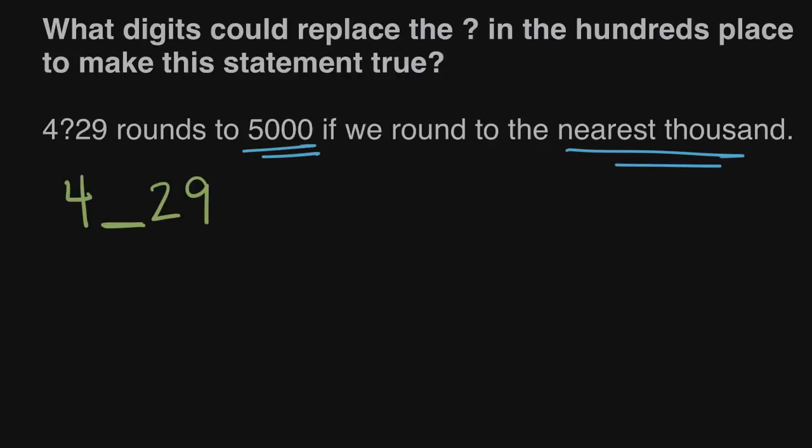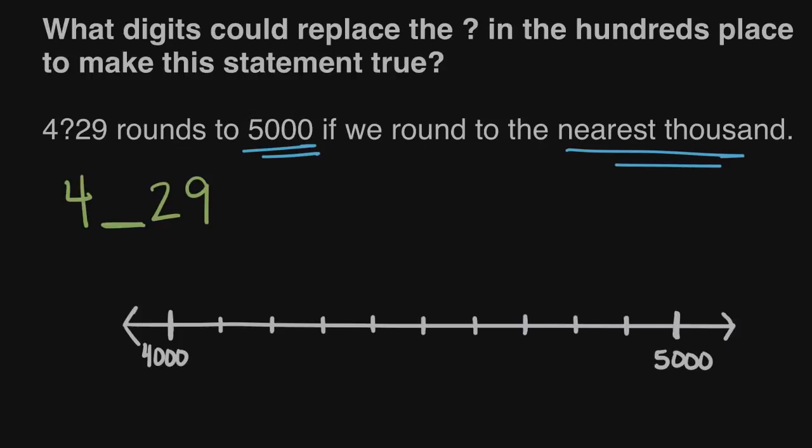So let's show that on a number line. Here's a number line that goes from 4,000 to 5,000. And then the hundreds here are marked. So this would be 4,100, 4,200, 4,300, 4,400, so on all the way to 4,900, and then finally 5,000. So if we want to fill in digits here, then we can graph them on our number line and see what they are nearest to. Are they nearest to 5,000 or are they nearest to 4,000?